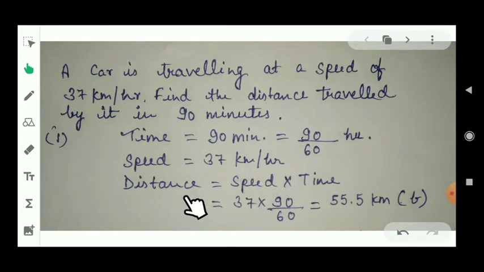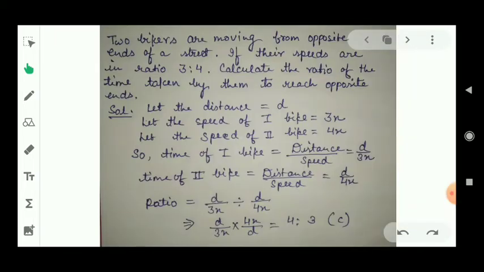So what will be the distance? Distance equals speed multiplied by time, that means 37 multiplied by 90 upon 60, and when we solve it, its value will be 55.5 km. Let's see the next question.